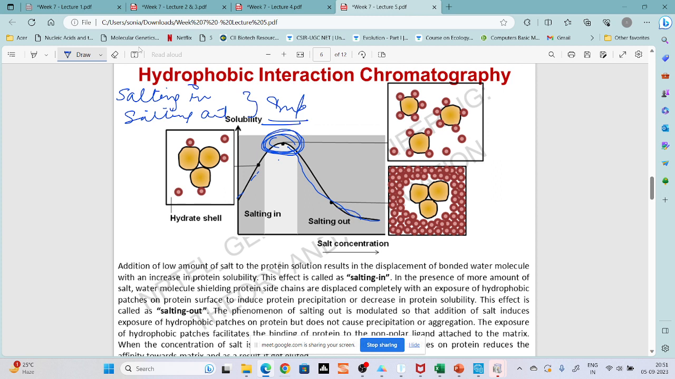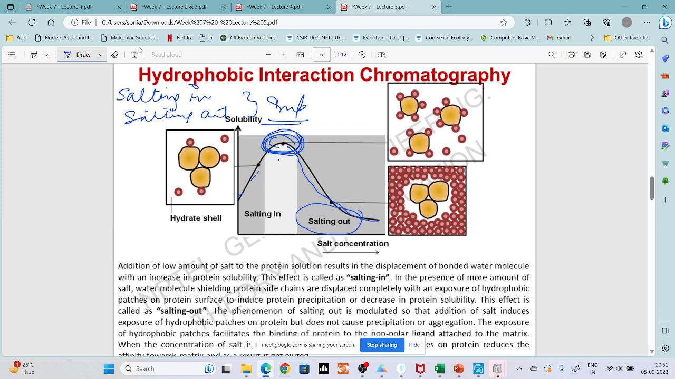So that point, when you're adding that particular amount of salt and the protein is getting precipitated, is known as salting out, and that causes the precipitation of protein. A general statement which is very important: salting out causes the precipitation of proteins. Okay, not salting in. Salting in will increase the solubility as you're adding salt.